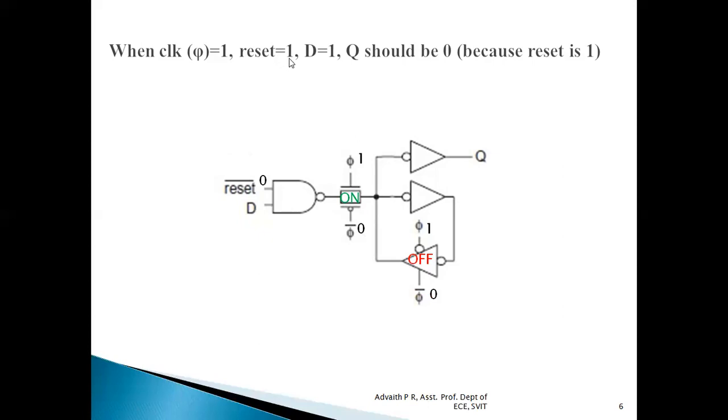Because reset is 1, reset bar is 0, and D input is 1. 0 NAND with 1 is 1. Because the transmission gate is on, the logic level high which is present here will be transferred to the other side of the transmission gate. So 1 inversion is 0. So when reset is 1, or reset is triggered, whatever might be the D input, the Q output becomes equal to 0.